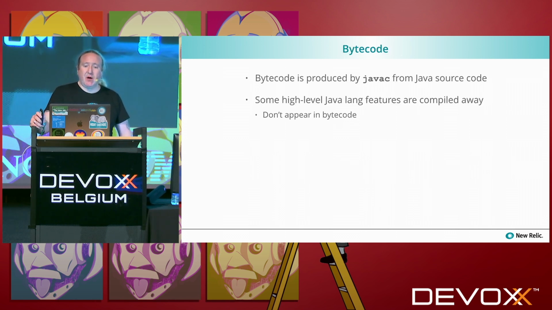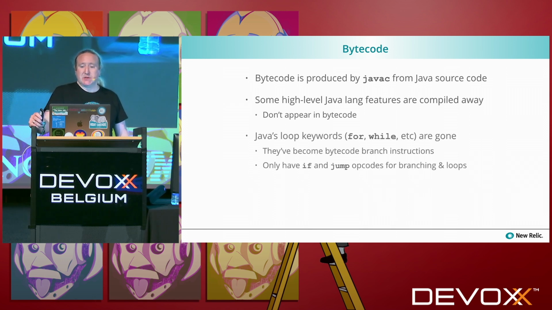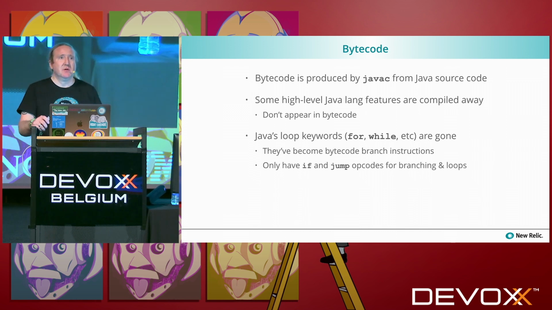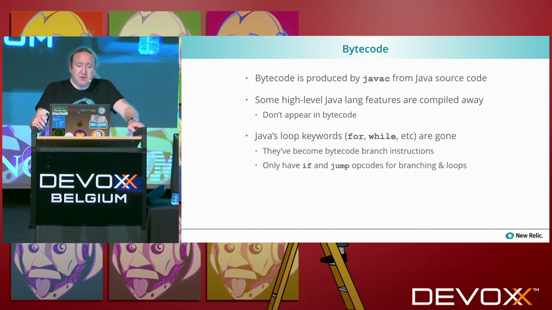So what that means is that some of our high-level features are compiled away, and they don't appear in bytecode. For example, things like for and while, etc. are gone. They're just branch instructions. There's only if instructions and jump instructions left. That's all we have.